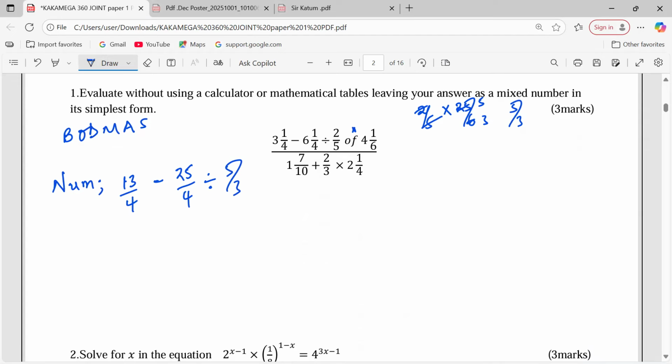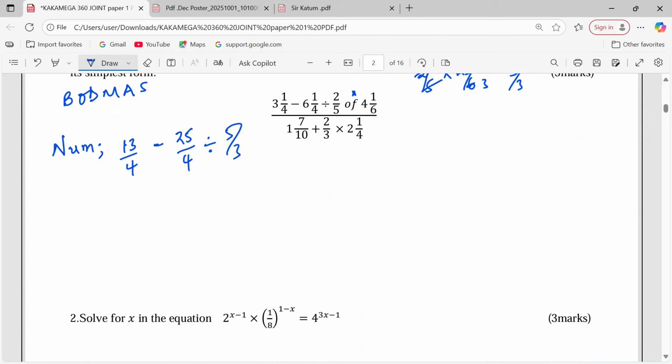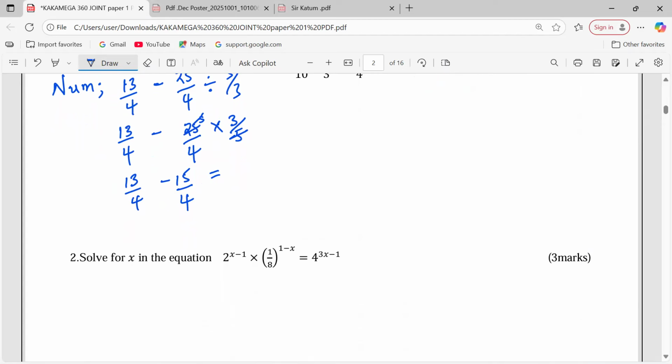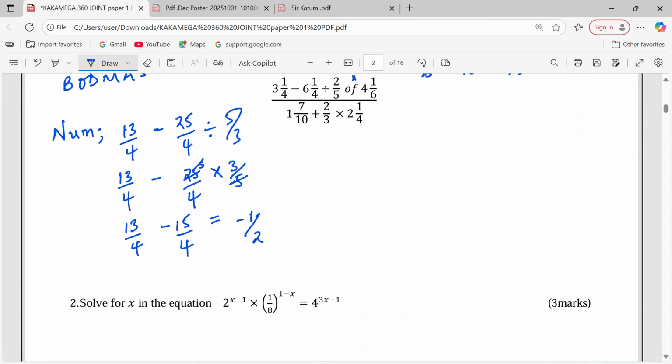So now we are having divide by 5 out of 3. Then again, we deal with the division. So 13 over 4 minus, we work out the division, 25 over 4. Instead of dividing, we can multiply by the reciprocal. And this will give us 15 over 4. So we are talking about 13 out of 4 minus 15 out of 4. This will be a negative, of course. So negative half. This is what we are getting from the numerator.